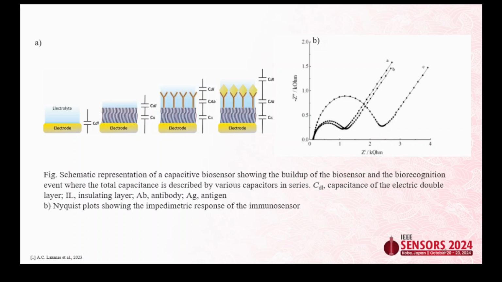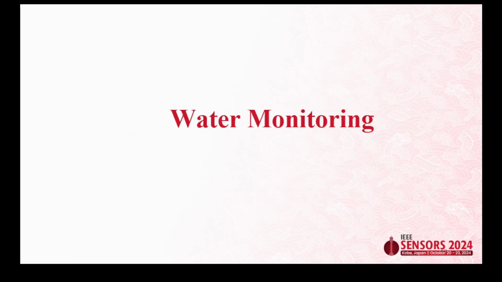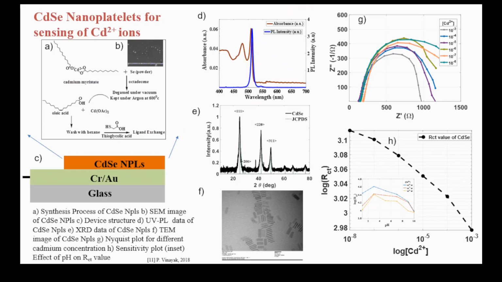That is why you see the shift in the capacitance value on the imaginary axis and nothing on the x-axis, or there are no multiple plots that we see on the x-axis. So next, coming to water monitoring. This is my work that I have covered. In one case we have used a CdSe nanoplatelet for the sensing of cadmium ion.